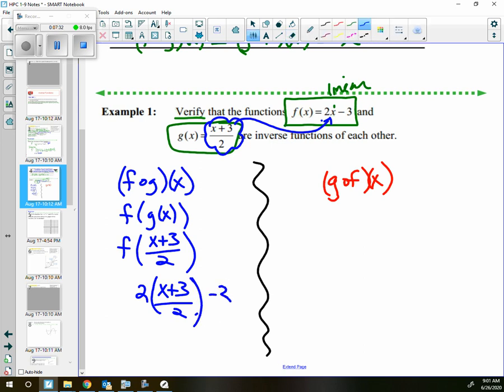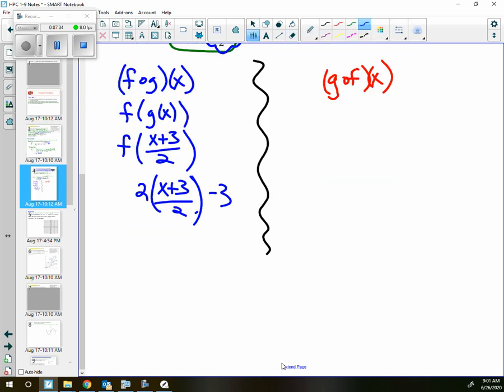All right, let's simplify that and see what we come up with. When I do this simplification and multiply by 2 over 1, the 2's divide out. I get x plus 3 minus 3, which is just x. So that's making me feel pretty good that f composed with g of x is x. I get the identity function.